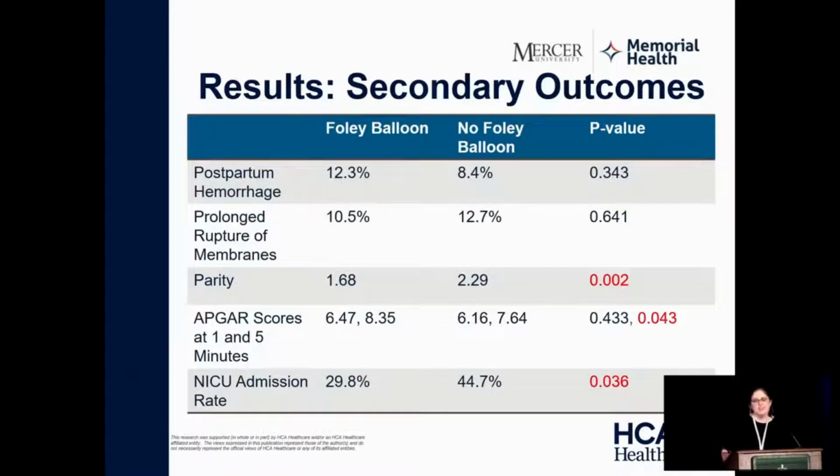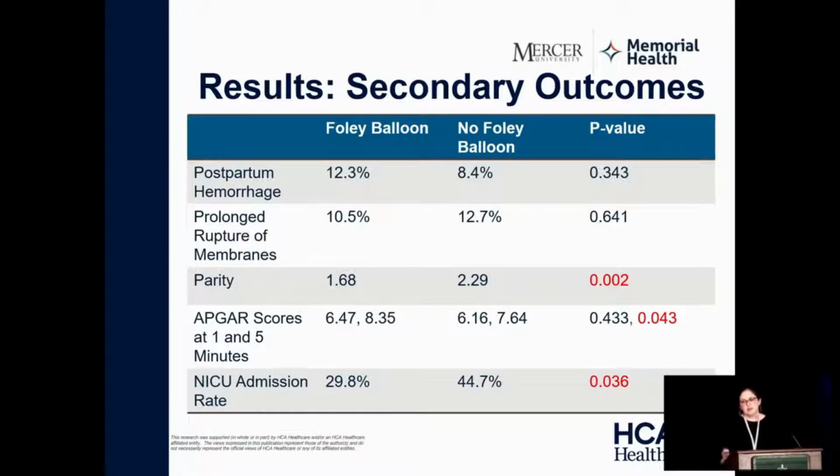Okay. And then these are my secondary outcomes. So looking at postpartum hemorrhage, prolonged rupture of membranes, parity, APGAR scores, and NICU admission rate, there were essentially no significant differences that were clinically meaningful.